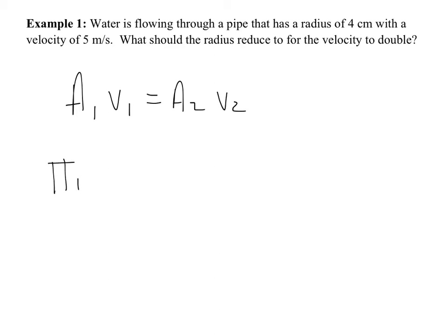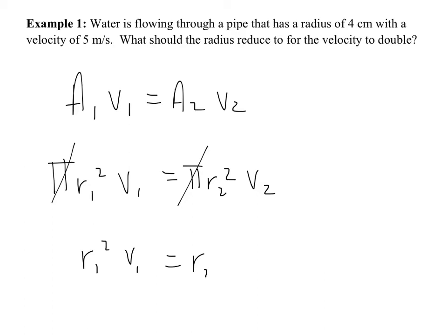Area is really this. Agreed? 1 and 2 signify one location, second location. Now, if this is true, cross out your pi's, obviously. Pi cancels. Clearly here, if I double the velocity, I can't just halve the radius, because they're not directly related. They're related to the square of the radius now.